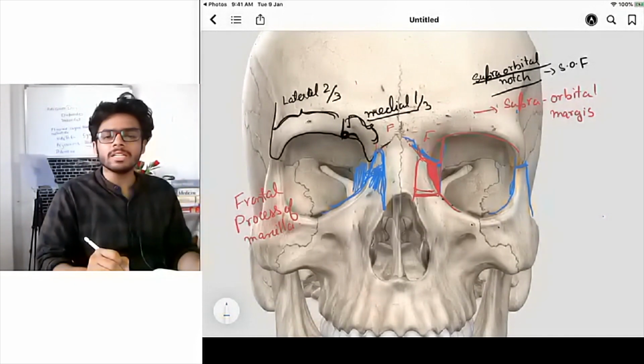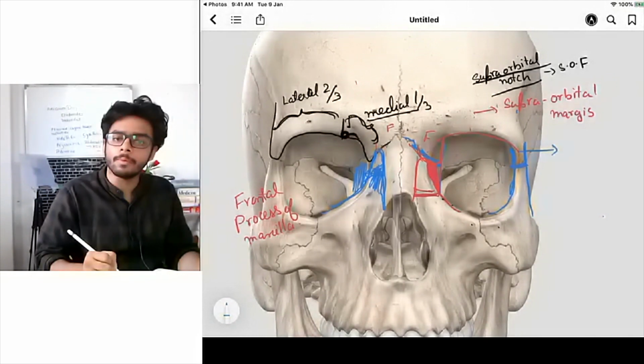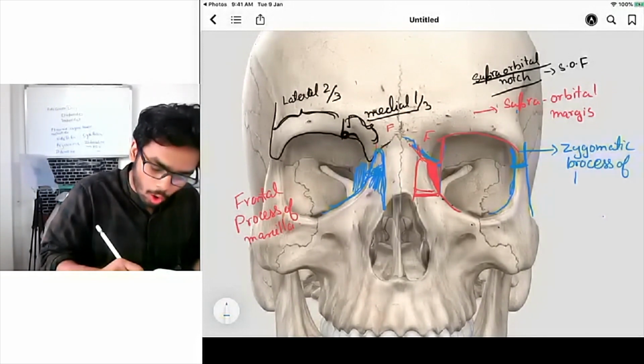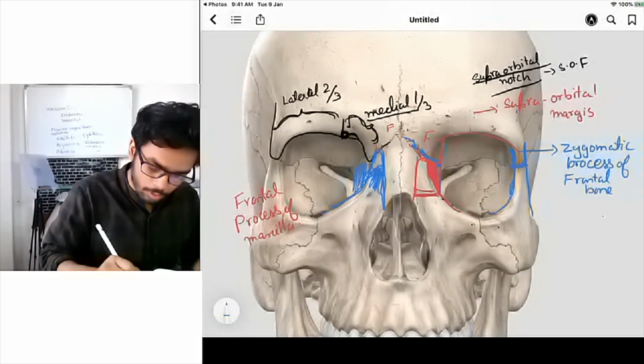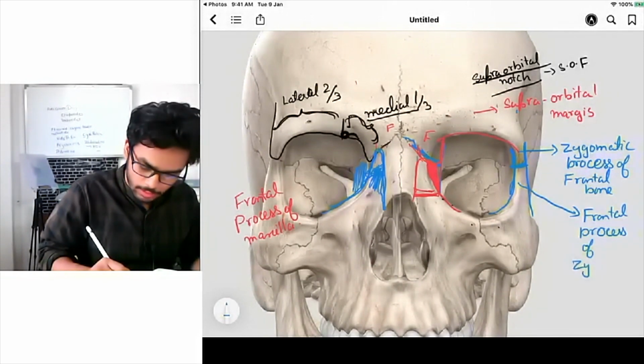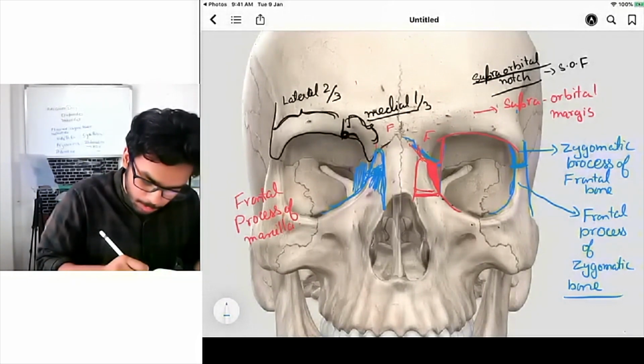Okay, but it is completed above by this process. Which process? Zygomatic process of the frontal bone. This is the zygomatic process of frontal bone, and this is the frontal process of zygomatic bone. Am I clear? So we have two processes, this process and this process.